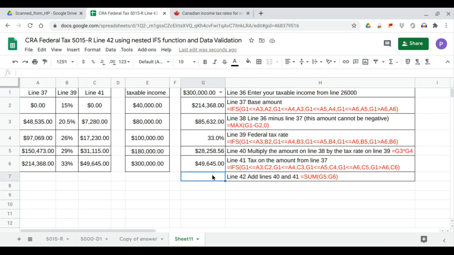And line 42 is the sum of line 40 and line 41. This completes the use of the nested ifs function and data validation to calculate federal tax.